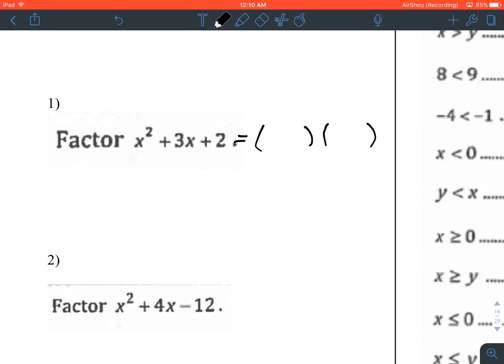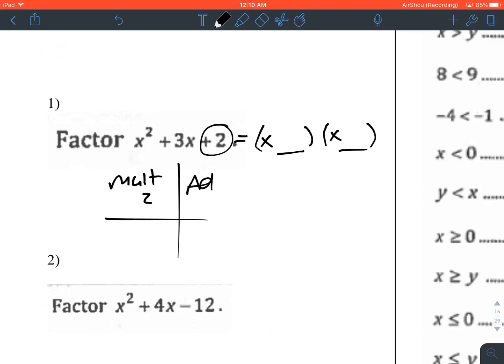Since the lead coefficient is a 1, this is going to factor into just x and x at the beginning of each binomial. We take the square root of the first term. Then to determine what goes in these other spots, you need two numbers that multiply to get 2. Same two numbers add to get the middle coefficient of 3. The numbers that would do that would be 1 and 2. 1 times 2 is 2. 1 plus 2 is 3. So you make one of these plus 1, you make the other one plus 2. Doesn't matter which one is which, and that's factored.